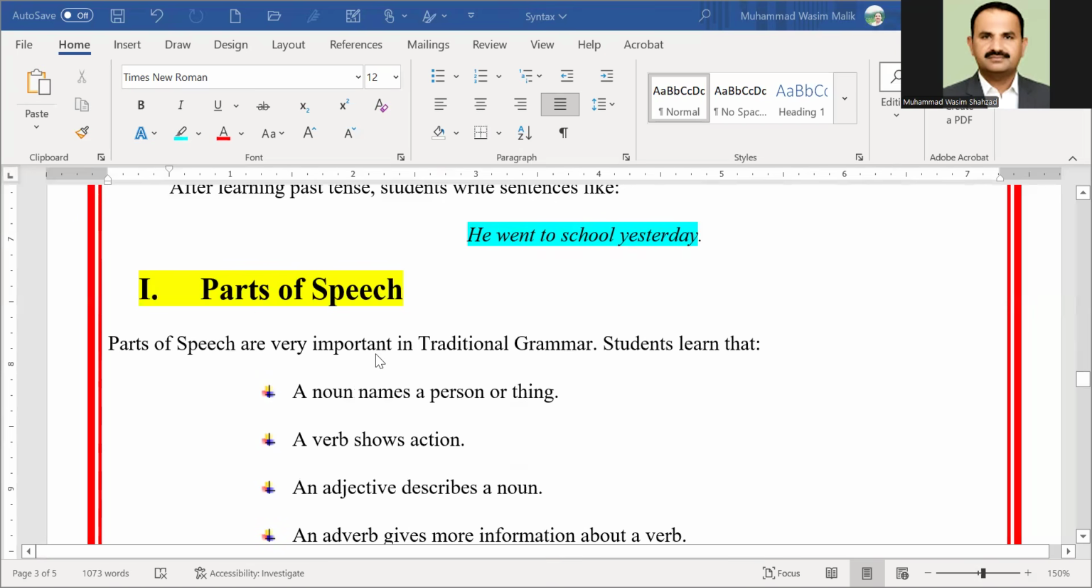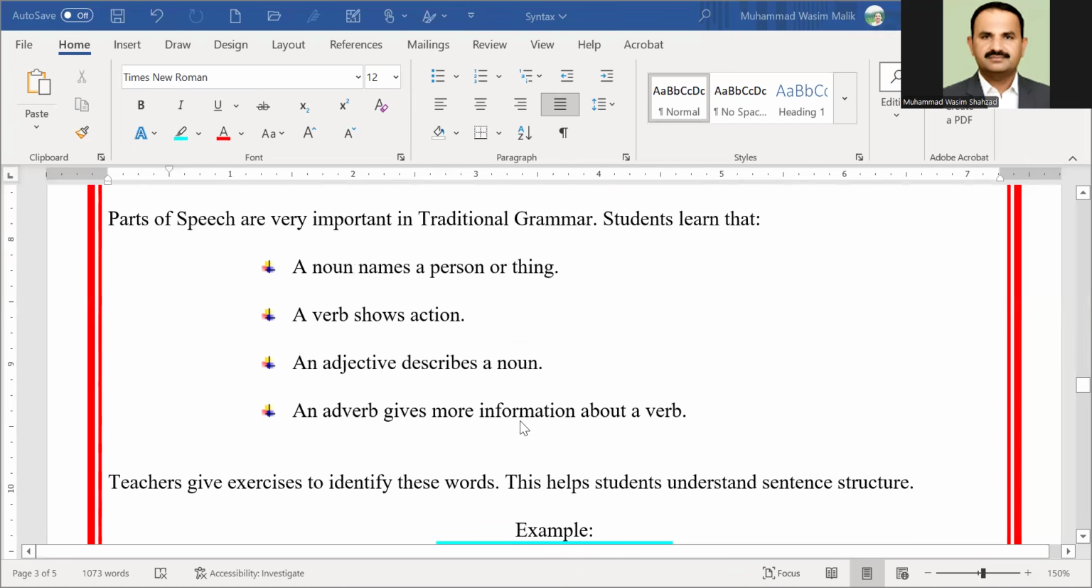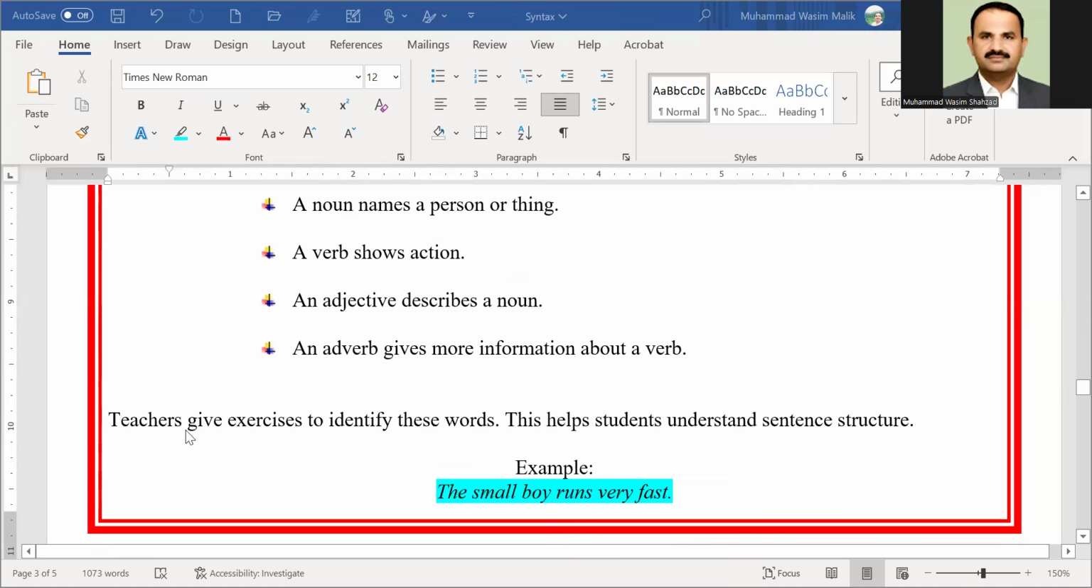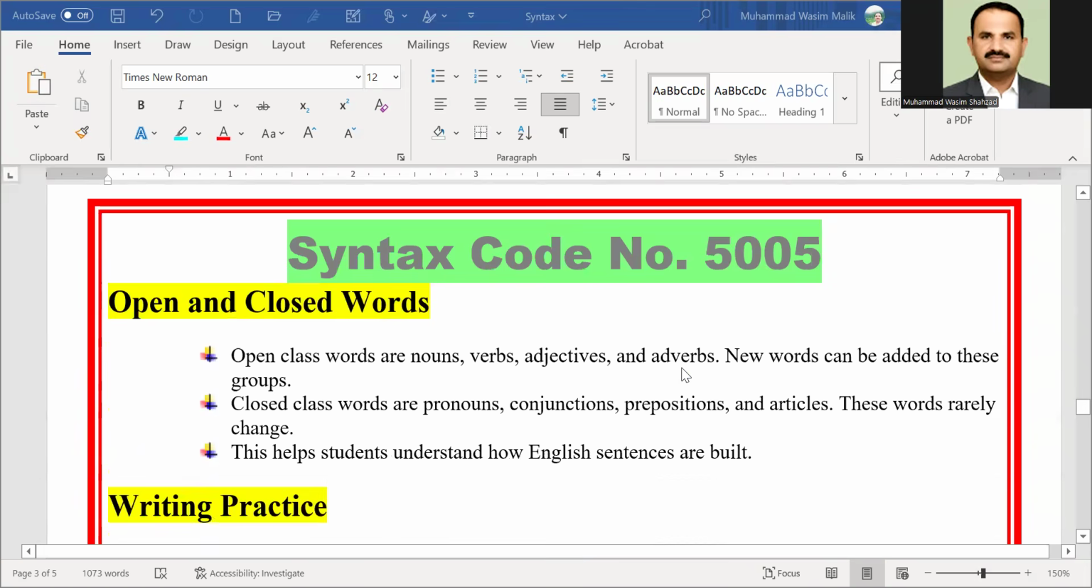Parts of speech. Parts of speech are very important in traditional grammar. Students learn that a noun names a person or things, a verb shows action, an adjective describes a noun, and adverbs gives more information about a verb. Teachers give exercises to identify these words. This helps students understand sentence structure. For example, the boy, the small boy runs very fast.